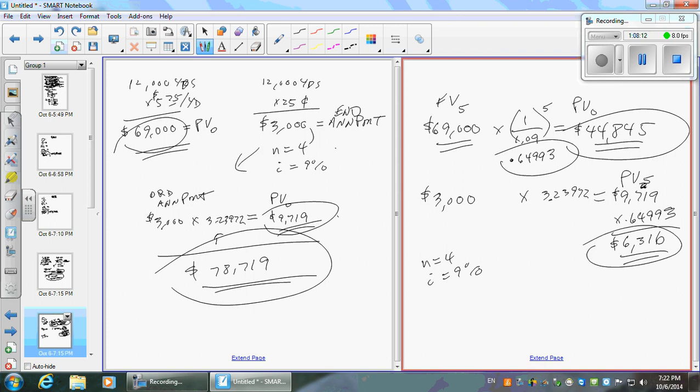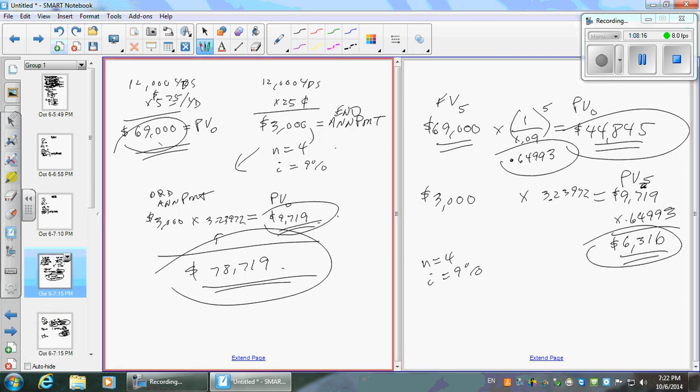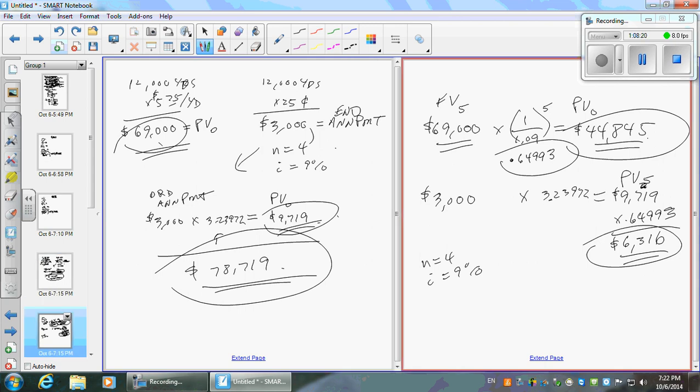Okay. So what I would do is I would add together my 69 plus my 9,719, which was the 78,719. Then I'd add to that 44,845, and I added that 63,16, and I would know what that option costs in today's dollars. Oh man.